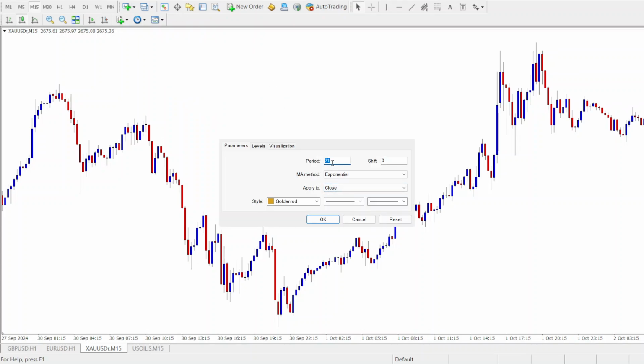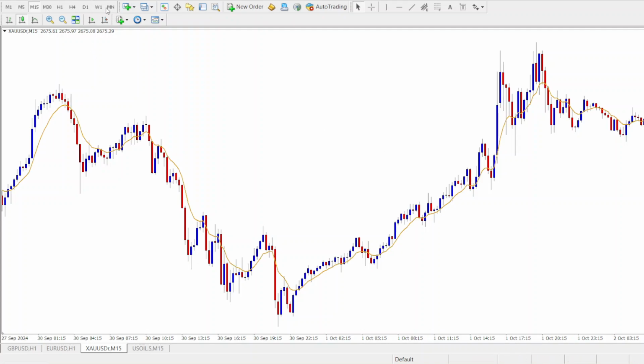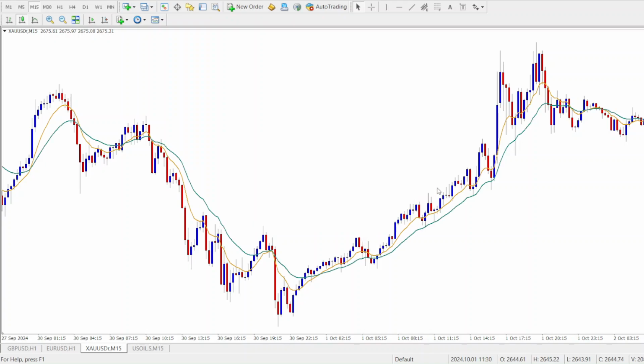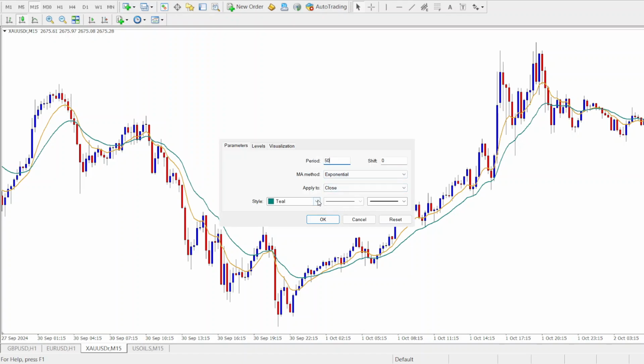So first of all, we're going to add the 9 EMA, with the period set to 9, MA method exponential. You can leave it apply to close. You can select the thickness of the line that you want, and then the color, and you add it. And then the next EMA we are going to be adding is the 20 EMA. I'm just going to change the color for easy identification. Okay, here we go. And then the next EMA we're going to be adding is the 50 EMA, and I'm just going to give it another color as well.